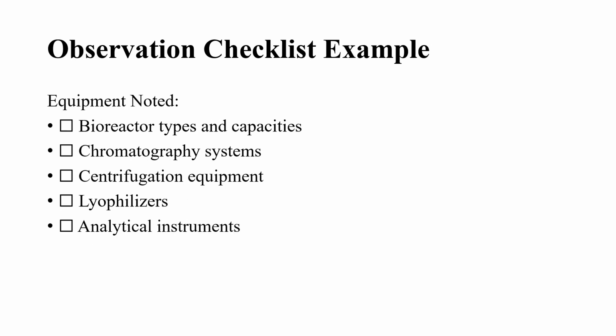Next in the checklist would be the equipment you observed over there on that site, like the bioreactor types and their capacities. Were they using chromatography systems, centrifugation equipment, lyophilizers, analytical instruments?